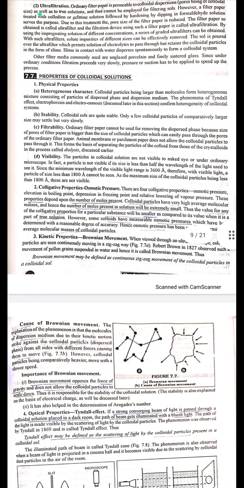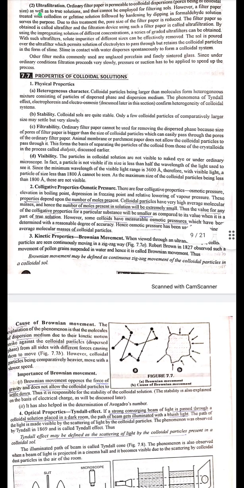Topic 7.7. Properties of colloidal solution. First, physical properties. A. Heterogeneous character. Colloidal particles being larger than molecules form a heterogeneous mixture consisting of particles of dispersed phase and dispersion medium. The phenomena of Tyndall effect, electrophoresis and electroosmosis confirm the heterogeneity of colloidal systems. B. Stability. Colloidal sols are quite stable. Only a few colloidal particles of comparatively larger size may settle but very slowly.